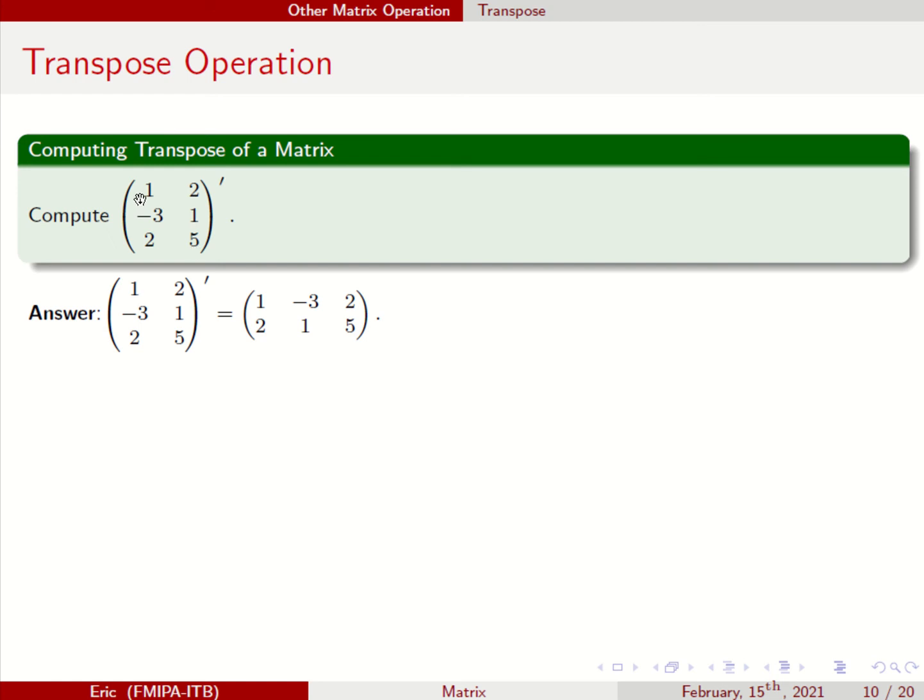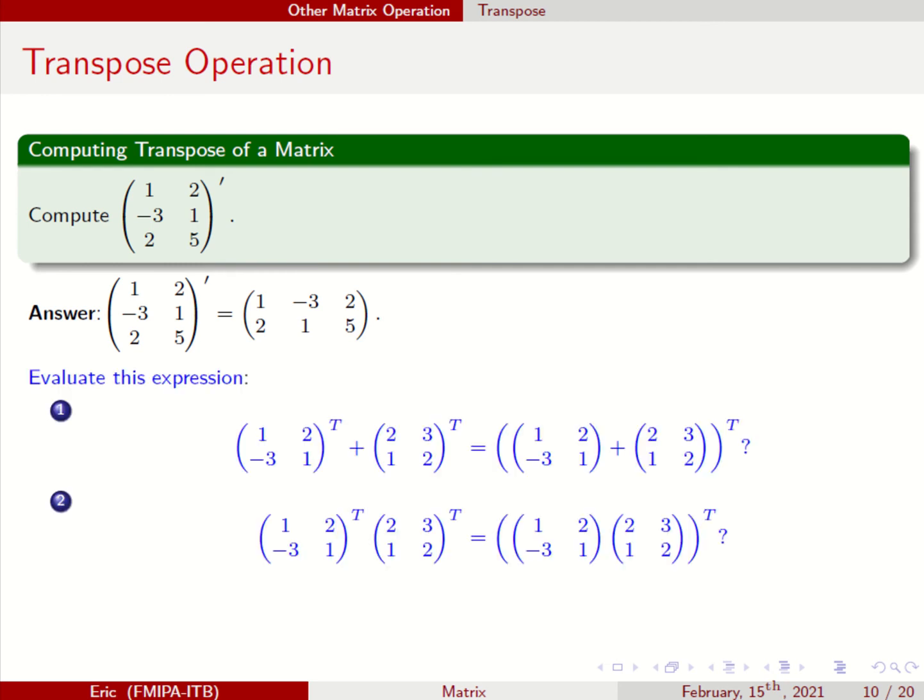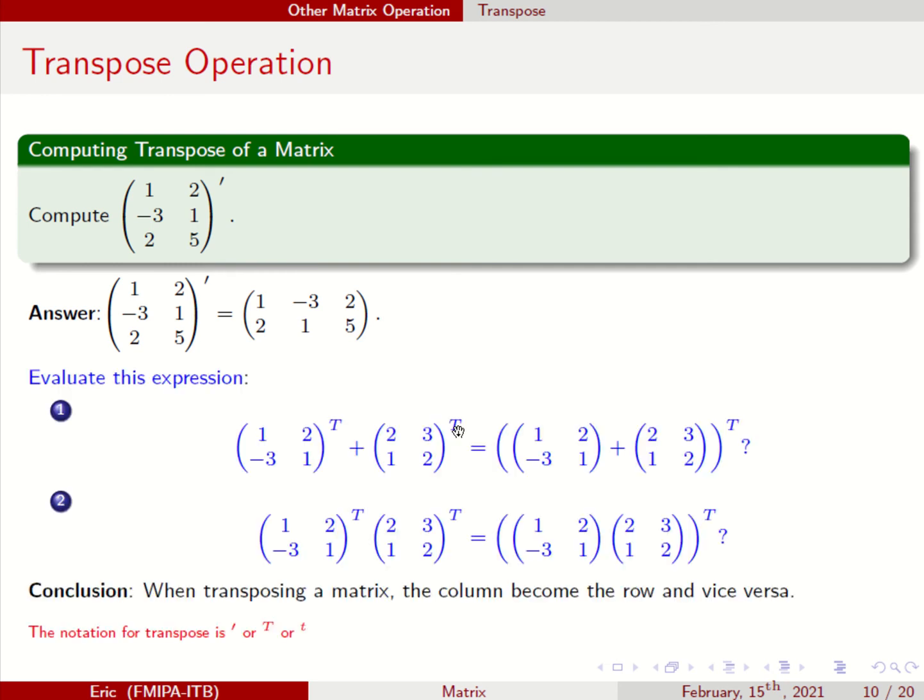Or you can look at it like this: the first column becomes the first row, and the second column becomes the second row. That is what we usually do when we are computing the transpose of a matrix. Try to do this. And the notation for transpose is prime, capital T, or small letter t.